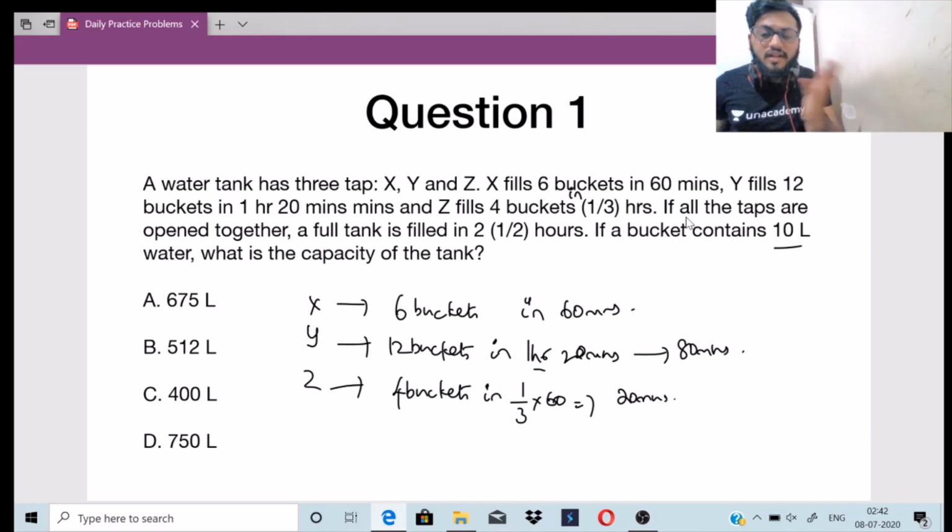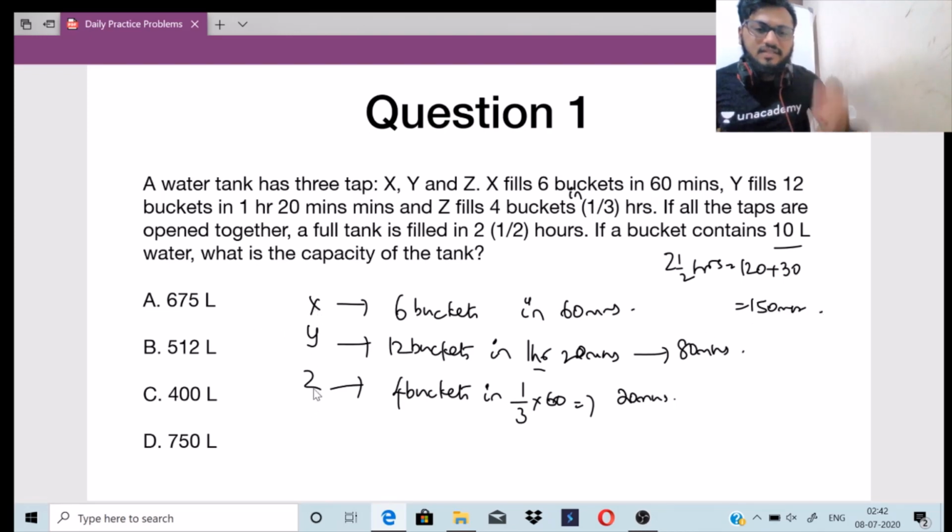Now the second part of the question. If all the taps are open together, a full tank is filled in 2.5 hours. We will convert this into minutes also. This is basically 60 into 2, 120, plus 30, so this will be 150 minutes. So we know the capacity of X, Y, Z. They can do 6 buckets in 60 minutes, 12 buckets in 80 minutes, 4 buckets in 20 minutes, and the whole tank gets filled up in 150 minutes.